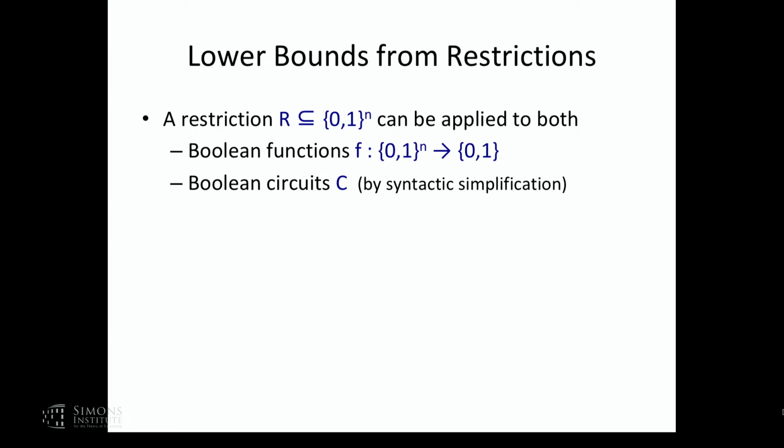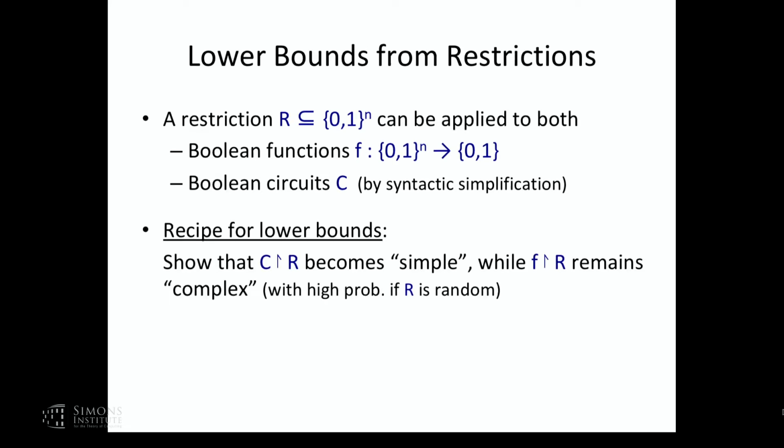So restrictions are useful for proving lower bounds in circuit complexity. A restriction can be applied to a function naturally: you just restrict the domain of the function. And certain kinds of restrictions can be applied to Boolean circuits and other objects syntactically. So to get a lower bound, if we can show that a circuit becomes simple under a restriction, while some target function remains complex, or perhaps with high probability if R is a random restriction, then we get a lower bound.